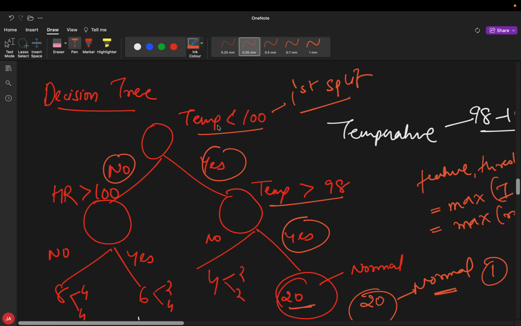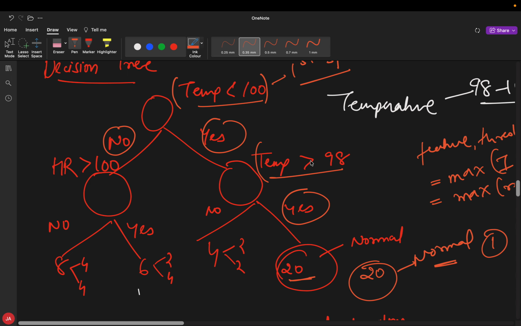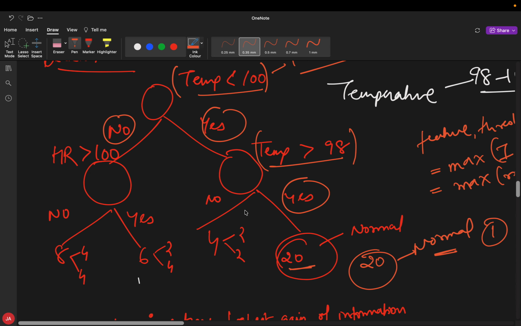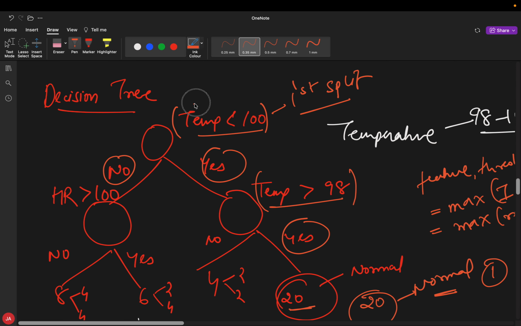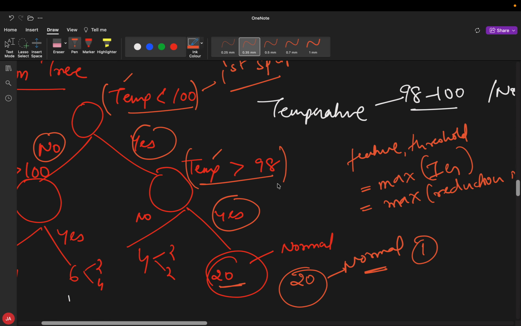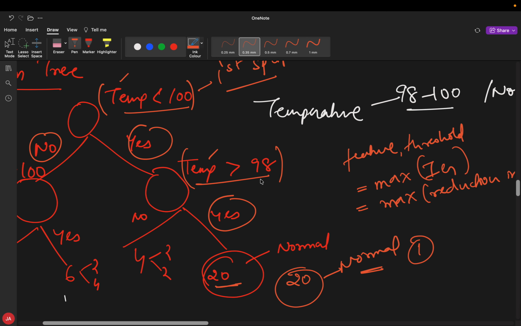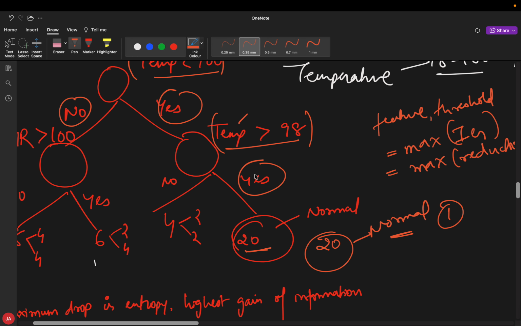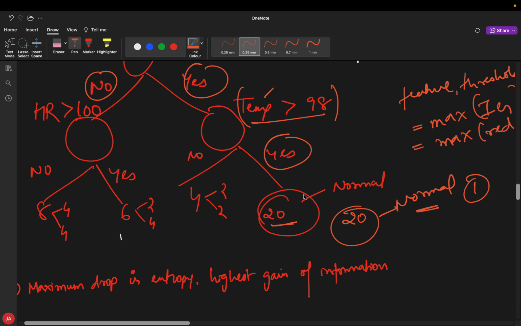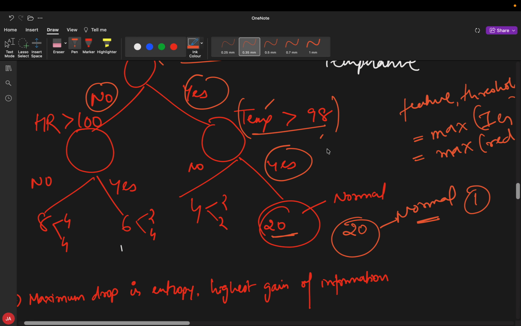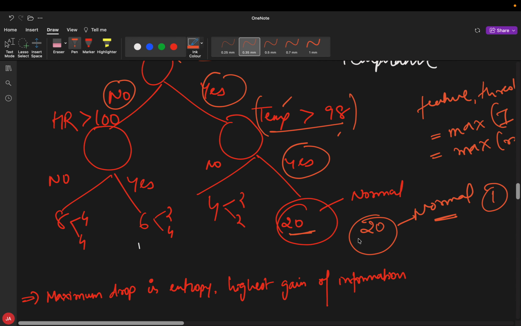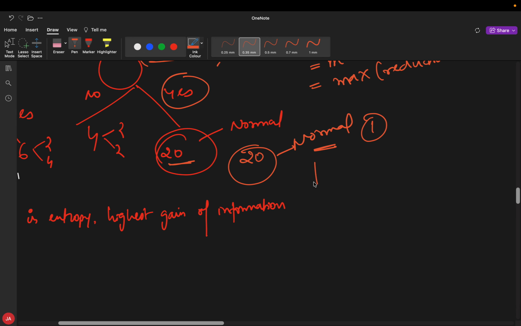So let's say I choose the first splitting condition as temperature less than 100, then I choose temperature greater than 98. Yes, we can use the same feature again because it gives me the maximum information gain, but at a different threshold, of course. And we reach the homogeneous leaf.